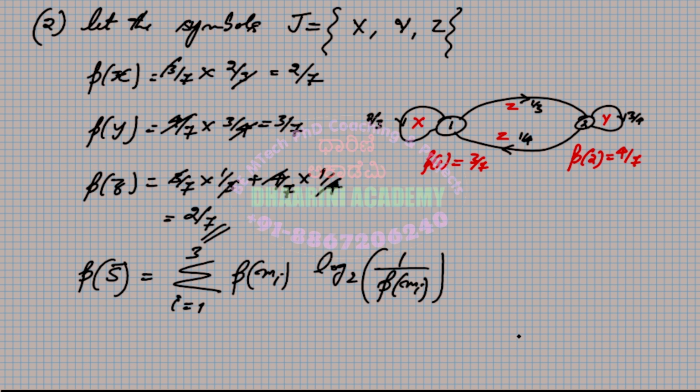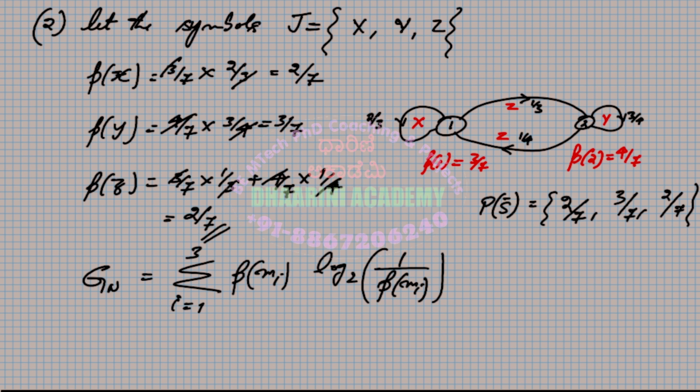This itself, sorry, it's not P of S. I'll write P of S separately. This is the equation for Gn. G1 I'm supposed to write, so this is the general one. Okay, so this is Gn. Here I'll write the probability of the source. Now we have 3 symbols. The first one is X, that is 2 by 7. The second one is Y, 3 by 7. And the third one is XYZ, that is also 2 by 7. So this is P of S, the source.